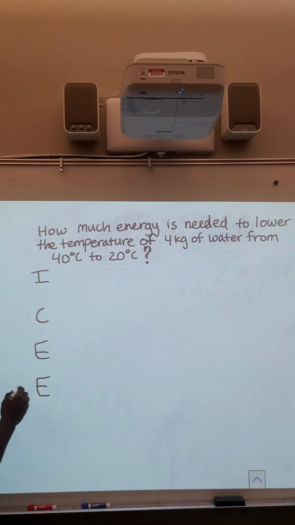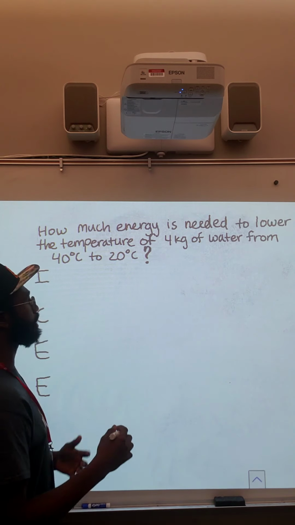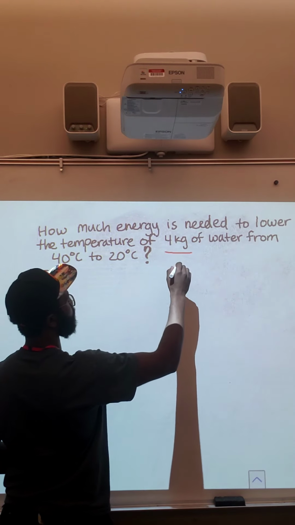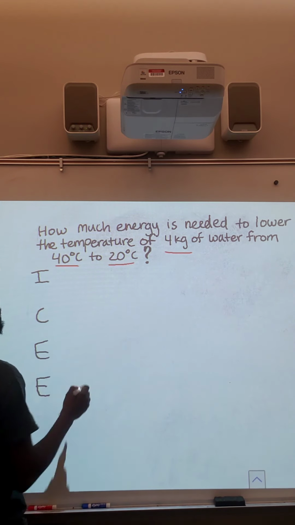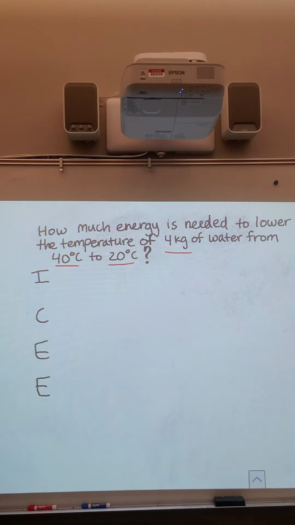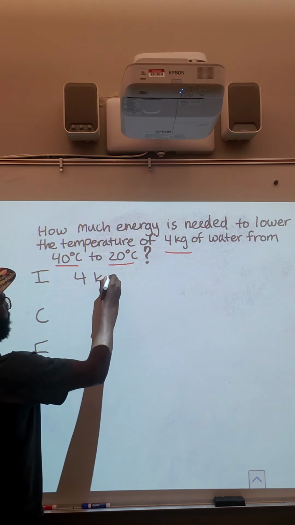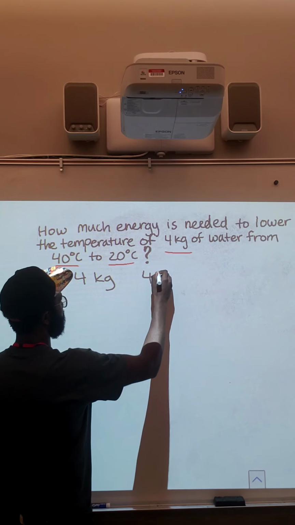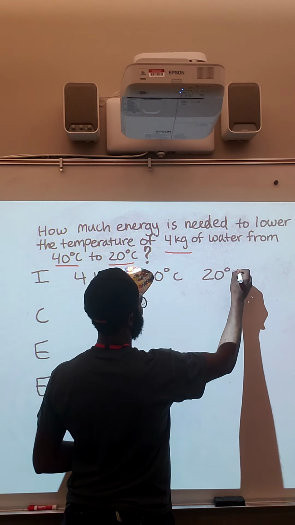So when we look at this problem, we see any number attached to a unit is a measurement. So we've got 4 kilograms, 40 degrees Celsius, and 20 degrees Celsius. So those are all of the measurements we see in this problem. So we're gonna go ahead and write that down. 4 kilograms, 40 degrees Celsius, and 20 degrees Celsius, okay?